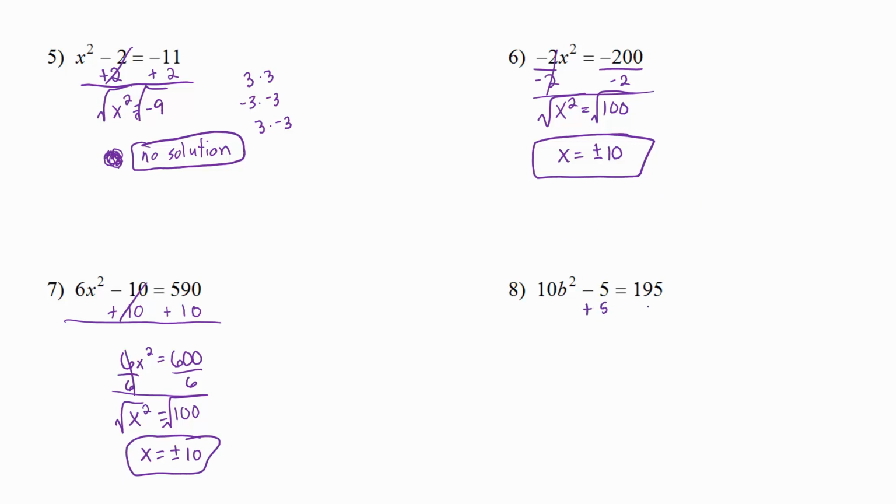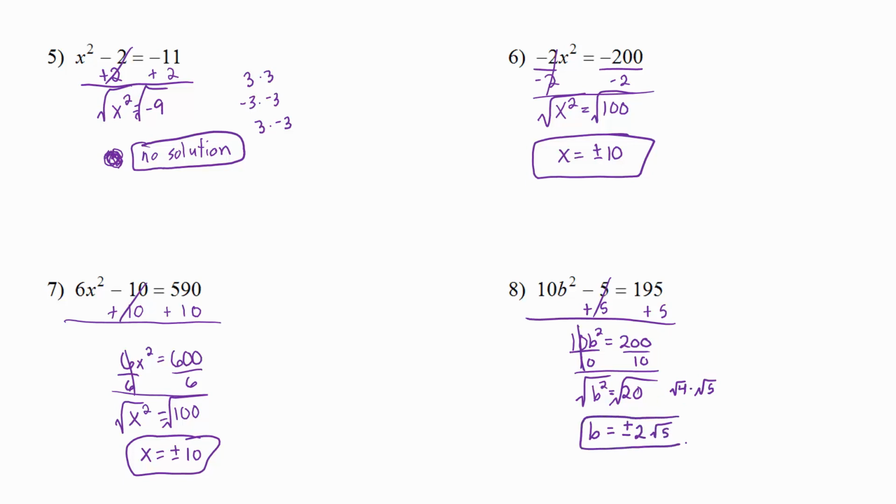Let's add 5 and get 200. Divide by 10 and get 20. So then when we square root both sides, there's not a square root of 20, but we can simplify the square root of 20 to be square root of 4 times square root of 5, so that means 2 square roots of 5. So our answer is positive and negative 2 square roots of 5.